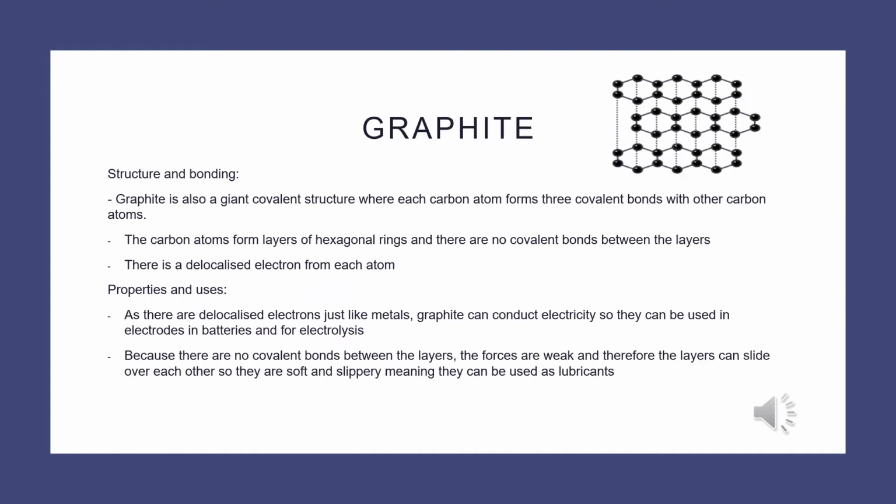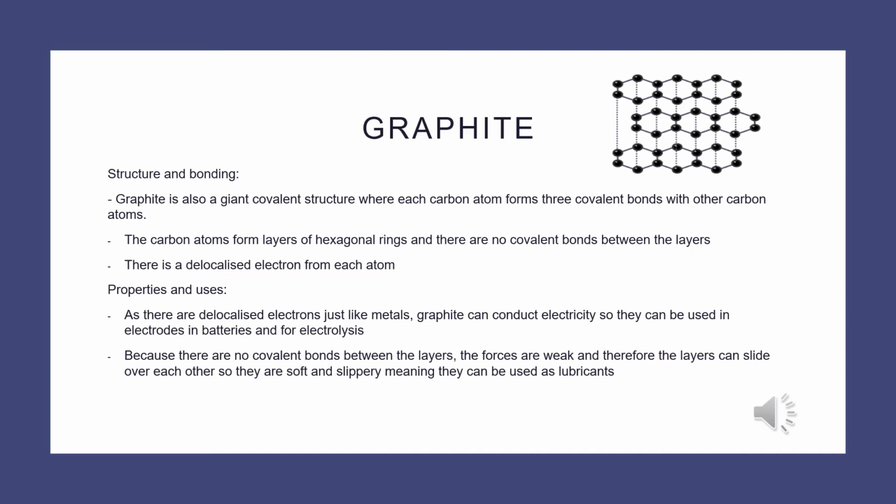The structure and bonding of graphite. So graphite is also a giant covalent structure where each carbon atom forms three covalent bonds with other carbon atoms. The carbon atoms form layers of hexagonal rings and there are no covalent bonds between the layers. There is a delocalized electron from each atom.